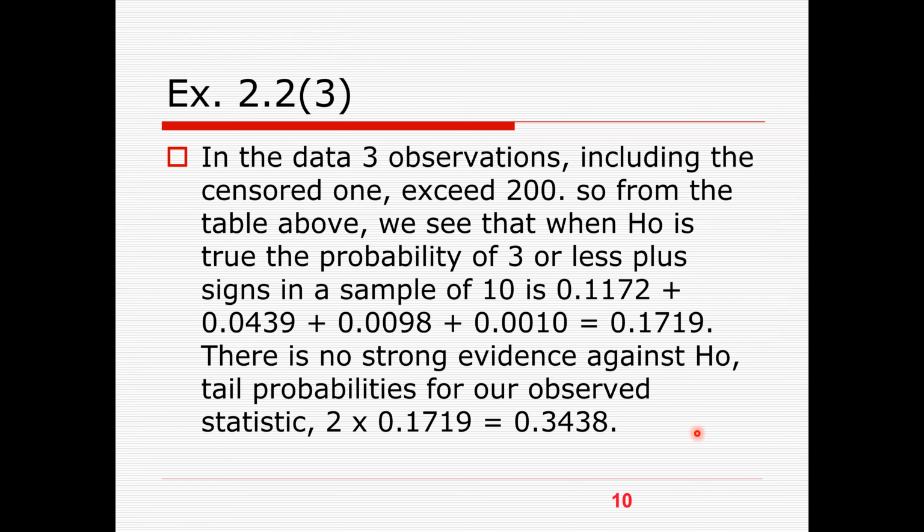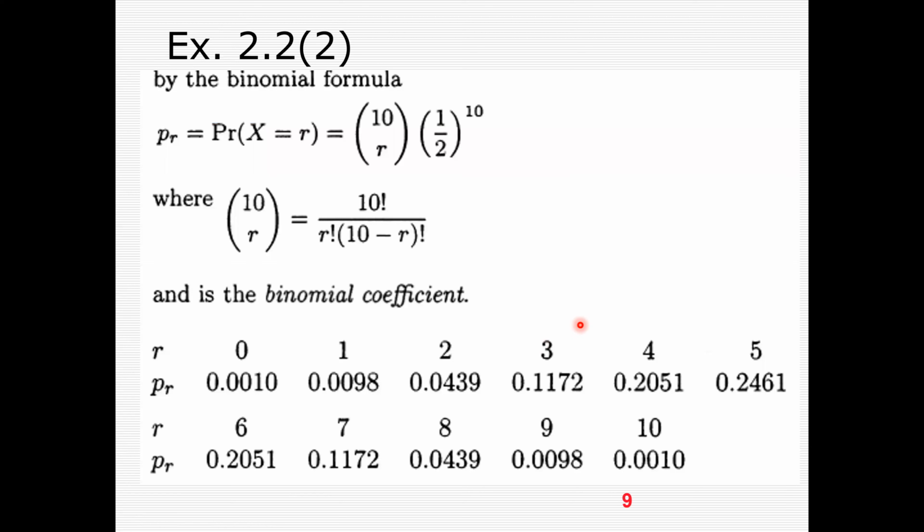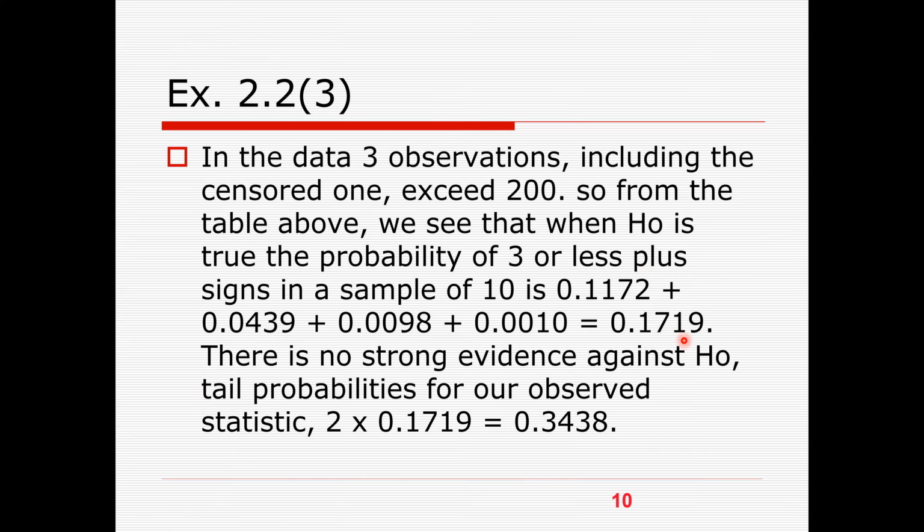All right, so in this example, we have 3 observations exceeding 200. And we need to calculate the tail probability as the critical region. So we sum the probability of having 0, 1, 2, 3 observations exceeding 200, right? So we should sum the corner results. That is a cumulative probability. That is the sum of these 4 values, which is 0.1719. And this is the p-value.